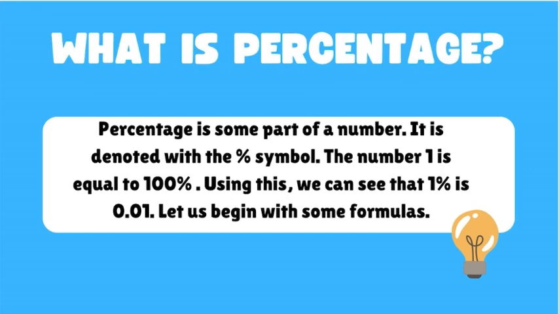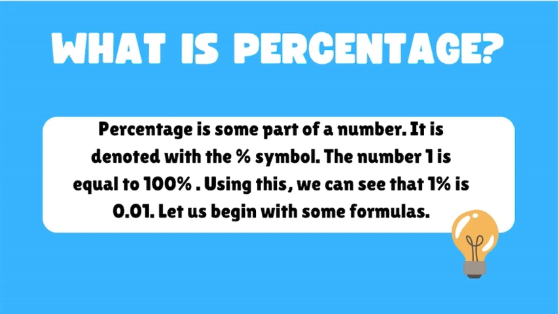So first, what is percentage? We've never done this before. What exactly is it? So percentage is a part of a number. It is similar to fractions, which were parts of numbers, but those have a division. This is denoted with the percent symbol. So first, we can say that the number 1 is equal to 100%, and this is the beginning of all percent. Using this, we can see that 1% is 0.01.